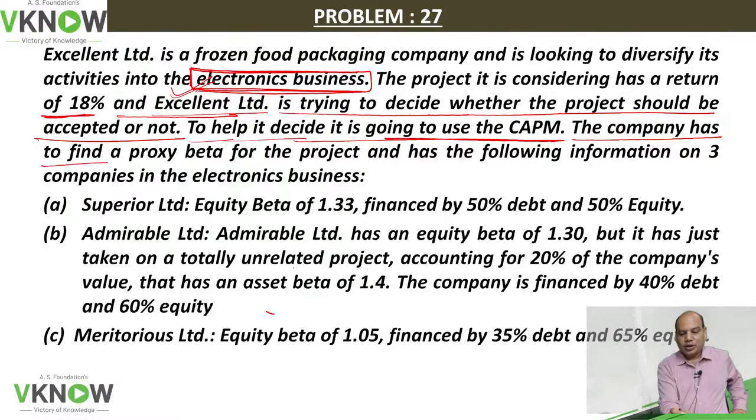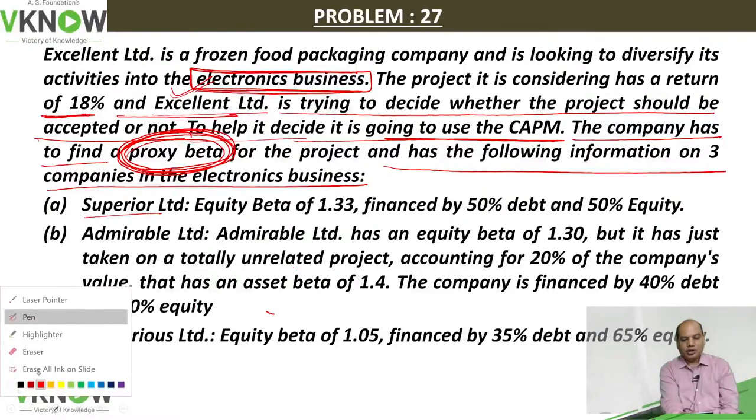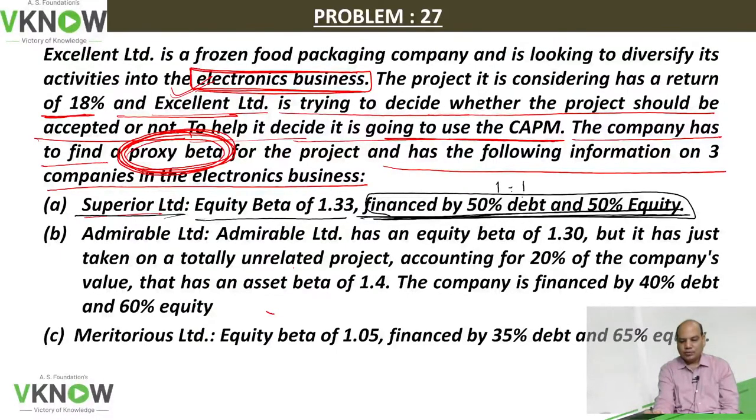The company has to find a proxy beta of a similar firm. Proxy beta means beta of a similar firm for the project, and it has the following information on three companies in the electronics business. So this time, instead of one company, they have found three proxy companies. Their names are Superior Limited, equity beta is given, debt equity ratio 50% debt 50% equity, 1:1.